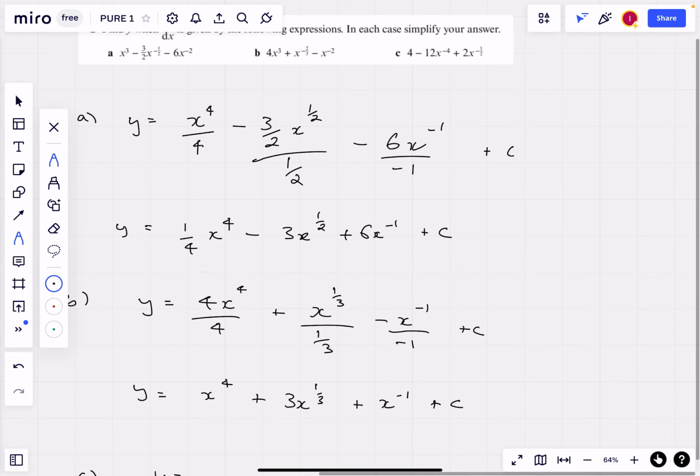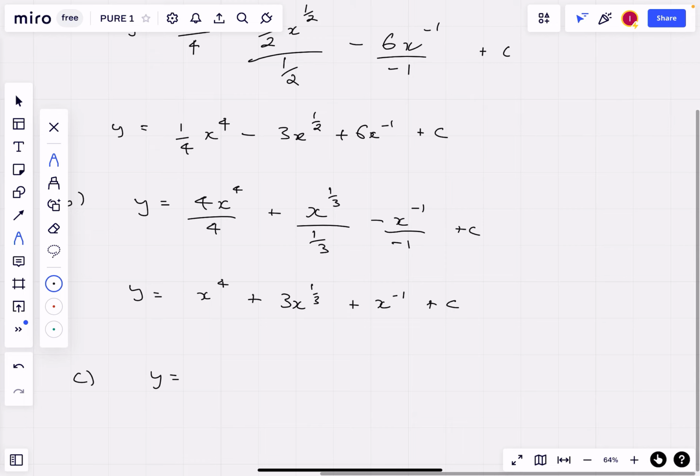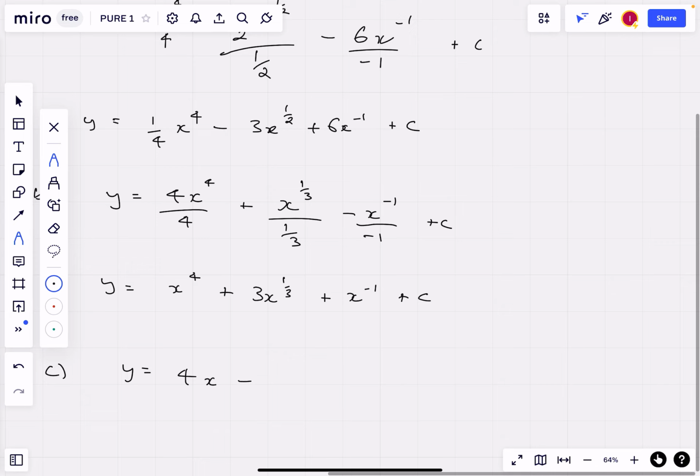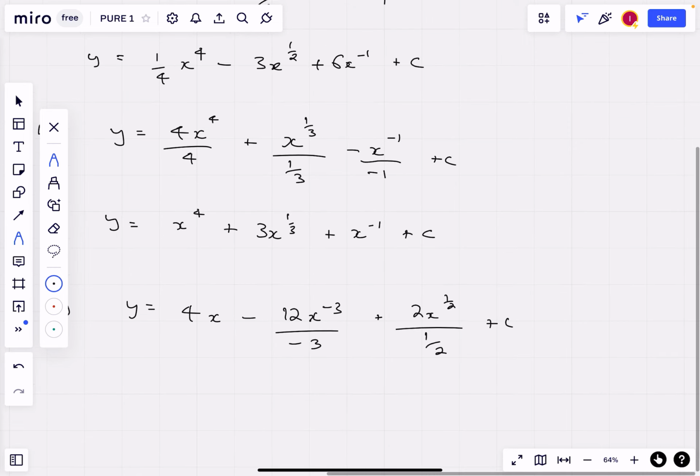Remember when we did differentiation, we said if there was just a number which had no x term, we cancel it out. In this case, you're doing the opposite. So the first one will contain nx. Then minus 12x to the power of minus 3 all over minus 3 plus 2x to the power of a half all over half plus c. So 4x plus 4x to the power of minus 3 plus 4x to the power of a half plus c. There you go. That is how you integrate.